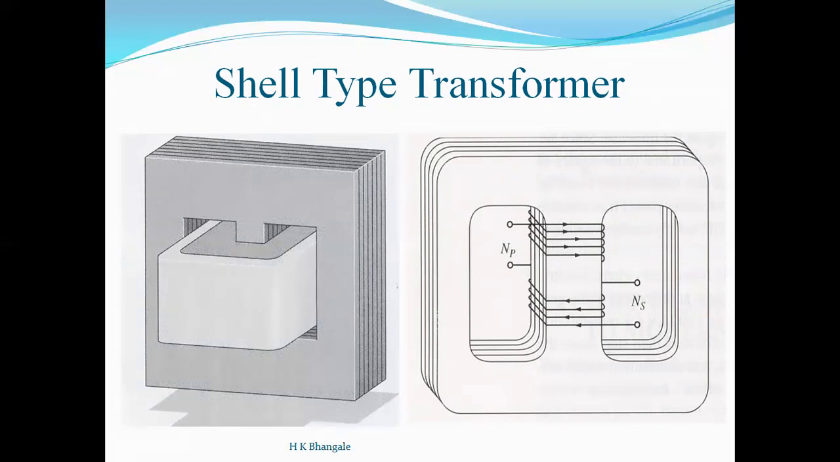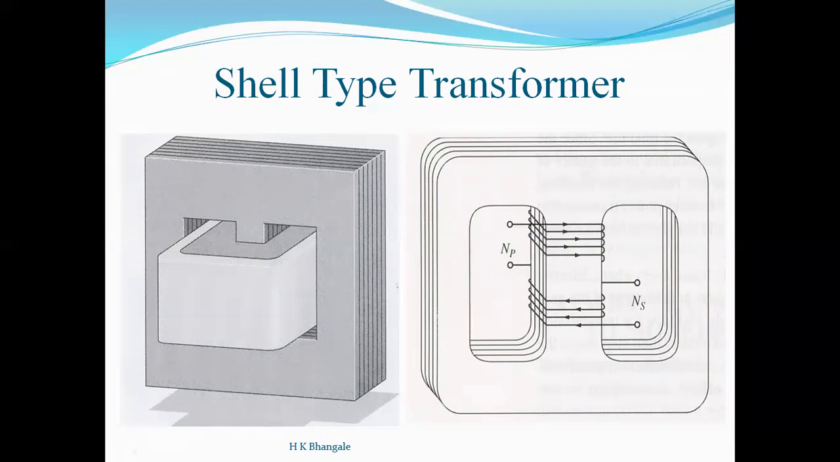Both the windings are placed on the central limb, like this. These are the two windings on the central or middle limb of the core. The figure shows the schematic representation. This is the actual construction, and this is the schematic representation of the shell type transformer.